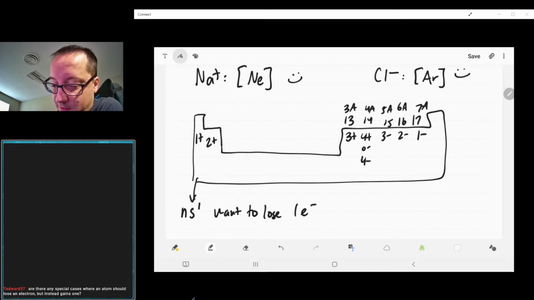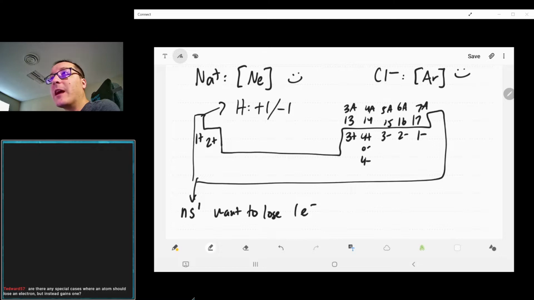One thing special, by the way: hydrogen can also go either way. Hydrogen can go plus or minus 1. It'll go either way, depending on what it's mixed with. Again, same idea. But everything else in the groups will kind of follow these patterns.